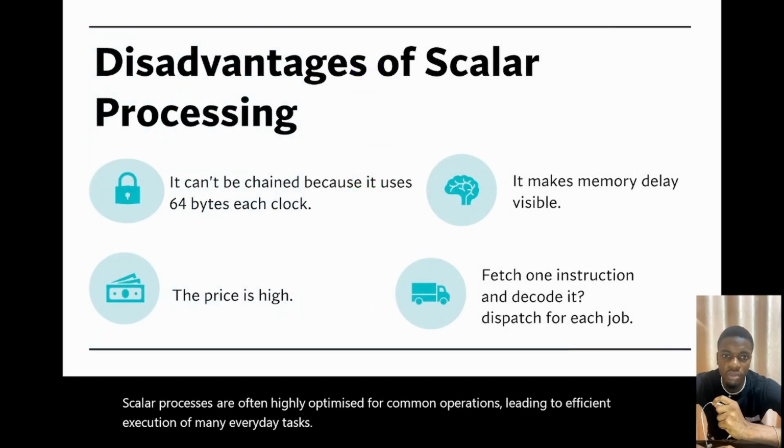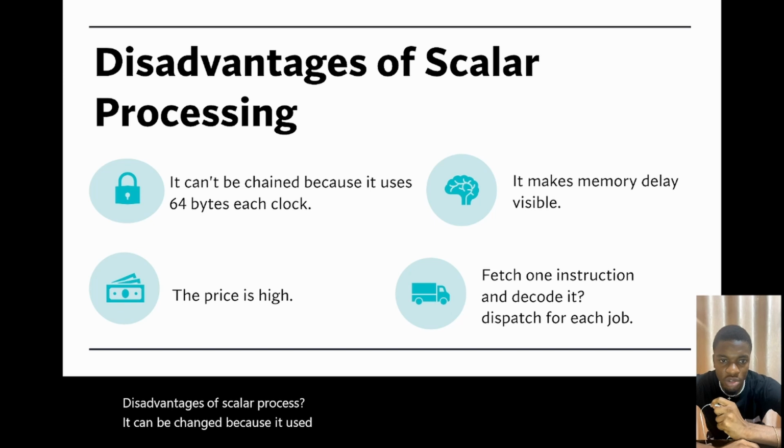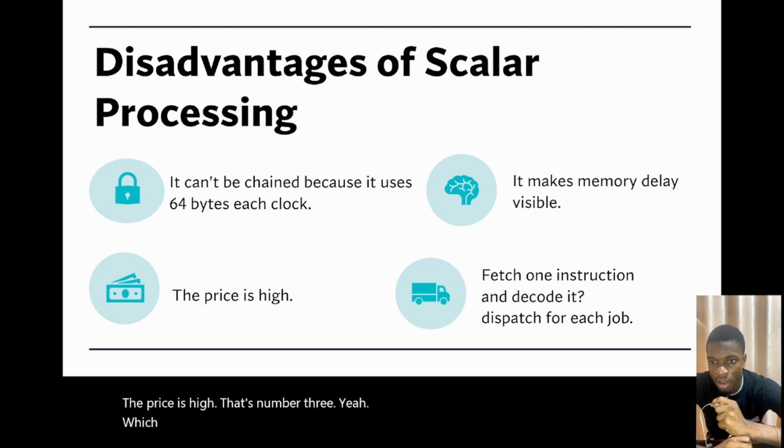Disadvantages of scalar processing. It can be chained because it uses 64 bytes each clock. It makes memory delay visible. The price is high. That's for number 3. Fetch one instruction and decode it. Dispatch for each job. That's for number 4.